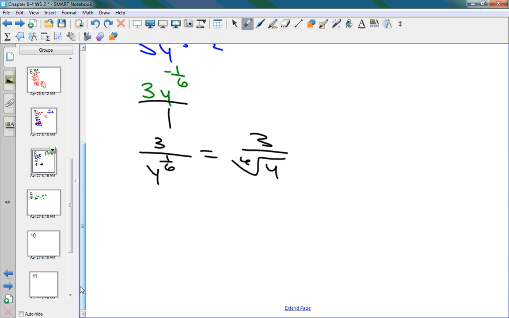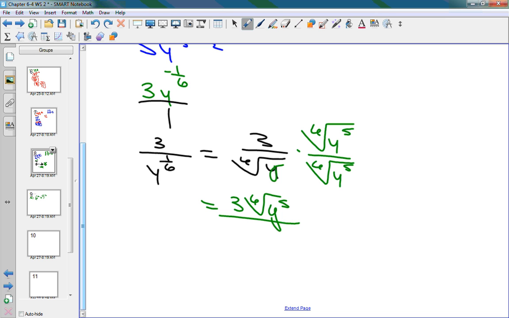I need to have a total of 6 y's underneath that radical. I have currently 1. So how many more do I need? 5 more. So I multiply by the 6th root of y to the 5th over the 6th root of y to the 5th. That's y. So that's going to give me 3 times the 6th root of y to the 5th over, how many y's do I have down there? 6. And now what's the 6th root of y to the 6th? That gives me 3 times the 6th root of y to the 5th over y.